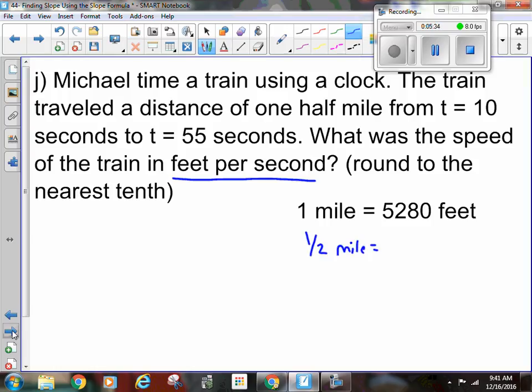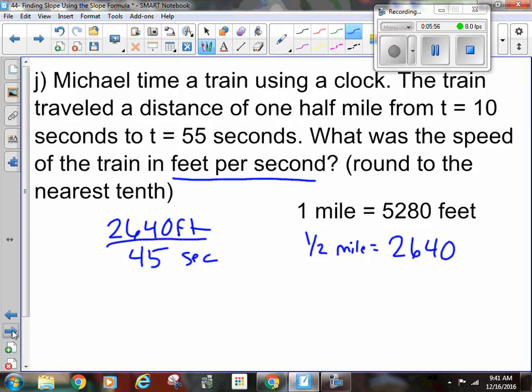you're going to want to divide that by 2, so 5,280 divided by 2 is 2,640 feet. Okay, so feet per second. So 2,640 feet, and then in seconds, we want from t equals 10 to t equals 55, so that's 45 seconds. We need to go ahead and divide these to get it per second. It says round to the nearest tenth, which is 1 decimal place. And there you have it.